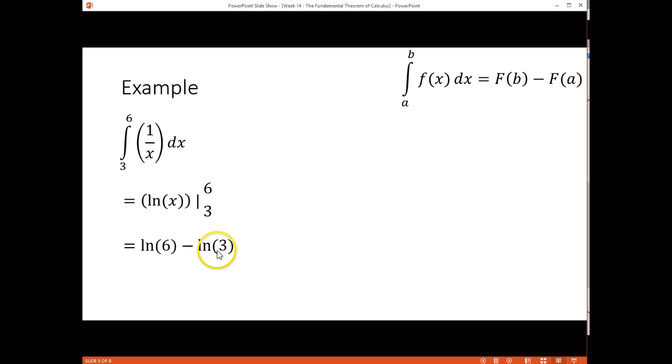And now we need to simply use our log properties. We know the log of 6 minus the log of 3 is equal to the log of 6 over 3, because when I subtract logs, I can bring them into a single log and divide, which is the natural log of 2.